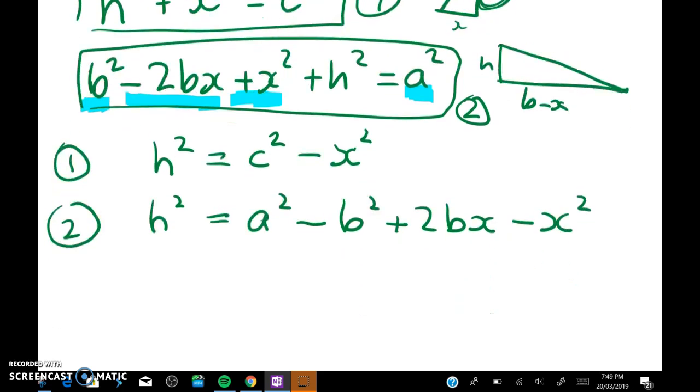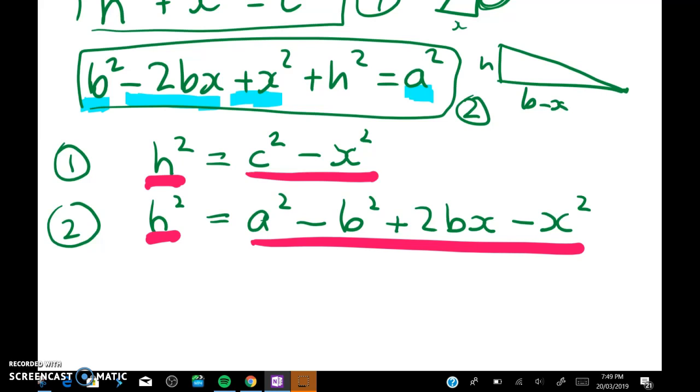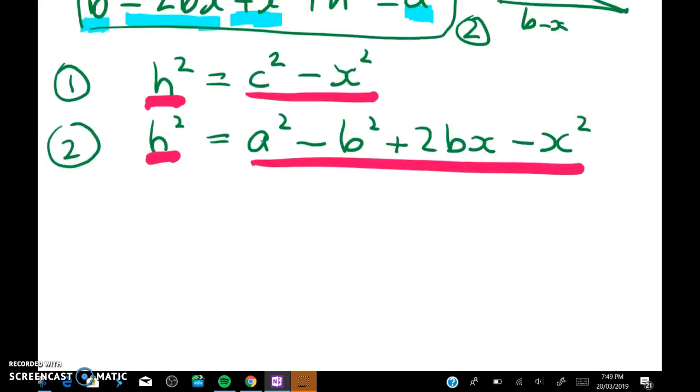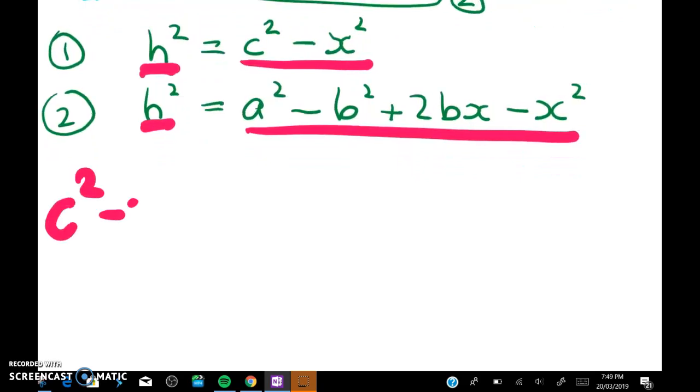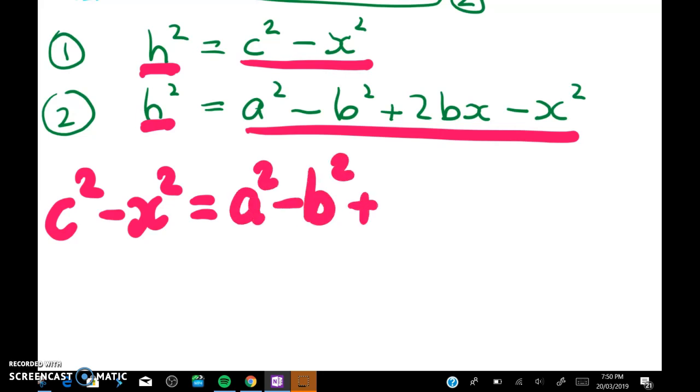Now, what can I say now? Well, I'm about to get rid of the h squared because I've got h squared is equal to blah blah and h squared is equal to blah blah. So those two things are the same. So now we can write this. C squared minus x squared is equal to a squared minus b squared plus 2bx, or really should have used a thinner pen, minus x squared. Now something cool is about to happen. We're nearly there.